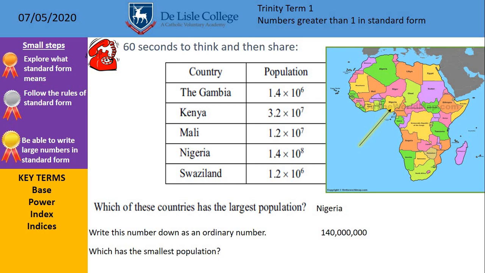So again, now we're looking for the one that's got the lowest power. We've got two countries, the Gambia and Swaziland, that have both got a power of 6. So those are our two smallest ones. If they've got the same power, then we look at the number in front of it, which is a 1.4 and a 1.2. 1.2 is obviously then the smallest. So Swaziland with 1.2 million, 1,200,000 as their population.